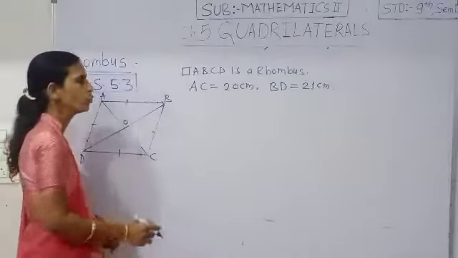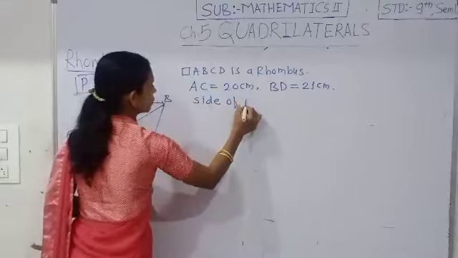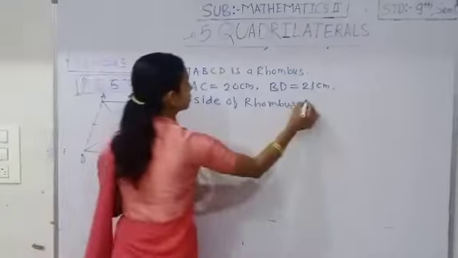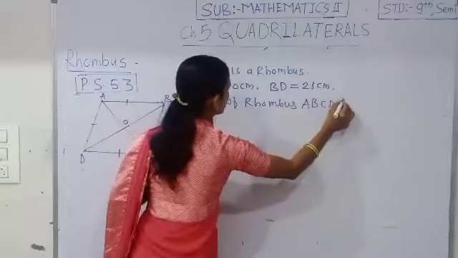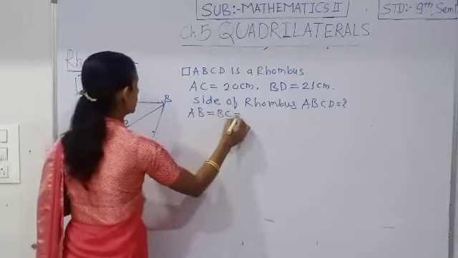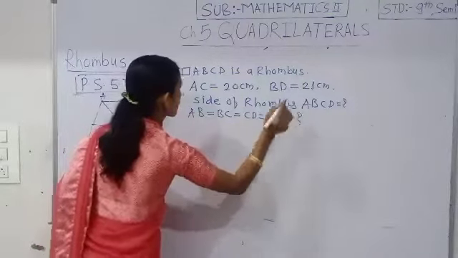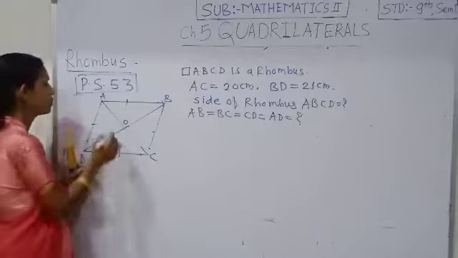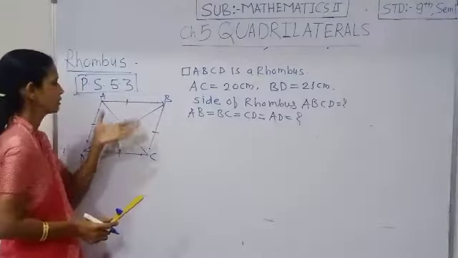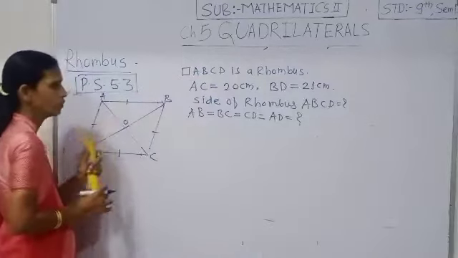Then we have to find out the side of rhombus ABCD. That means we have to find out AB, BC, CD or AD. Then see here, using the properties of rhombus, we can find out the length of the side of the rhombus from the given lengths of the diagonals of the rhombus.